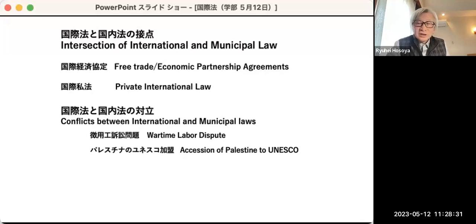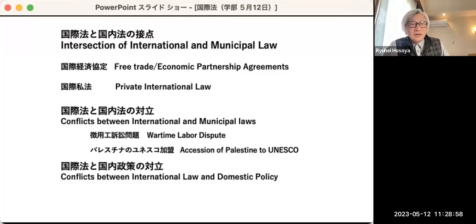So the US government, although it wished to remain in UNESCO, had to leave UNESCO because of that domestic provision. But this went against the United States' obligation to pay its dues to UNESCO. So again, here there was a conflict between the two systems of law. Another important area is even when there is no direct conflict between the two systems of law, there may more often be conflicts between one system of law and domestic policy. And this happens very often.